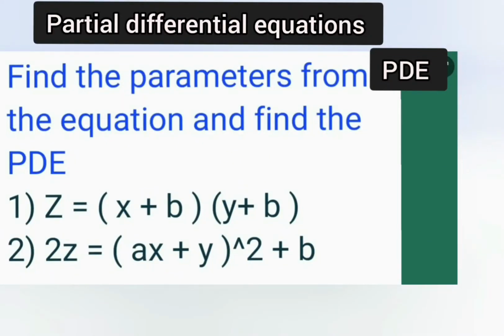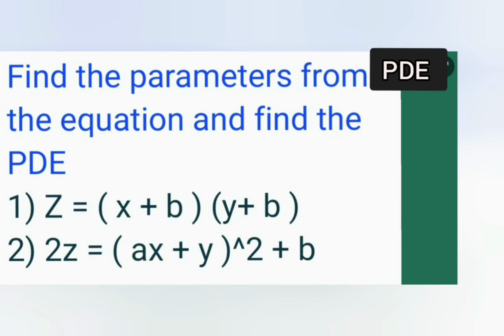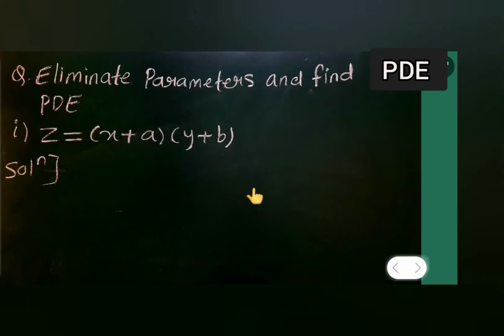So in today's lecture of PDE, that is partial differential equation, I'm going to give you this: find the parameters from the equation and find the PDE. I will be solving these two equations in today's lecture. Let me start with the first one. What is the first one? Eliminate parameters and find PDE, that is partial differential equation.